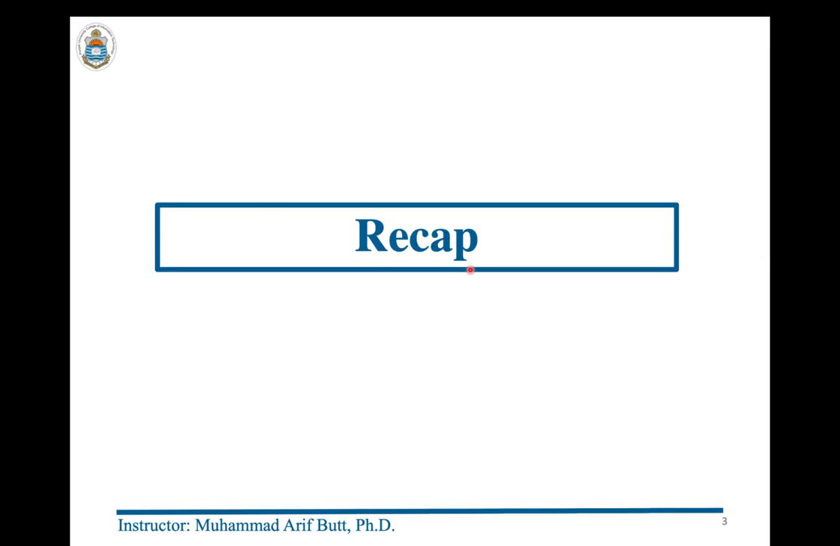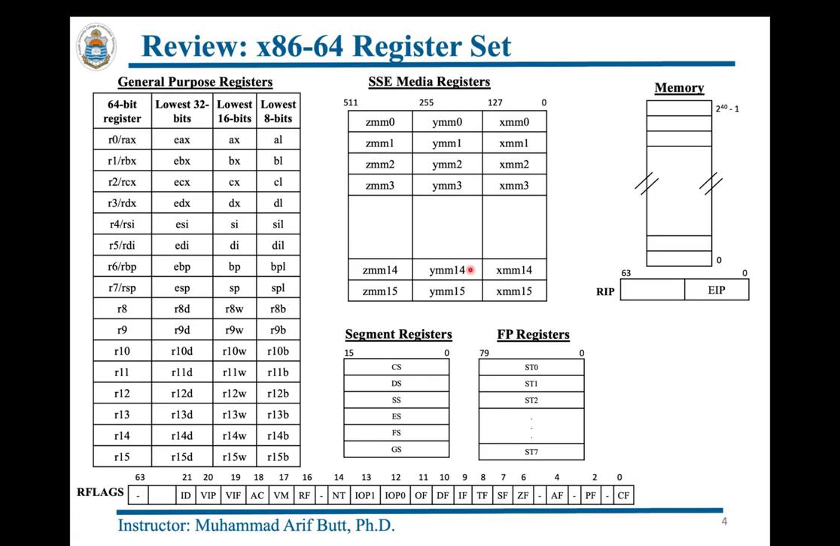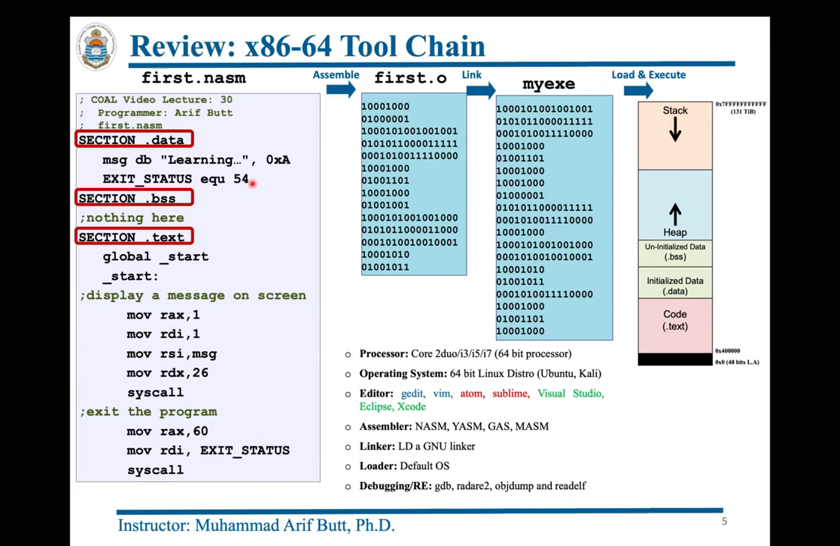So first, a quick recap. Well, this slide shows the register set of x86-64 microprocessor that we have discussed in length in lecture 28 of this course. And this slide summarizes the x86-64 programming toolchain and the layout of the assembly program, and we have discussed all this in detail in lecture number 29 and 30 of this course. If any one of you has not gone through those two sessions, 29 and 30, and he or she is not comfortable with this, I strongly recommend that you should watch those two sessions first and then fall back to this.